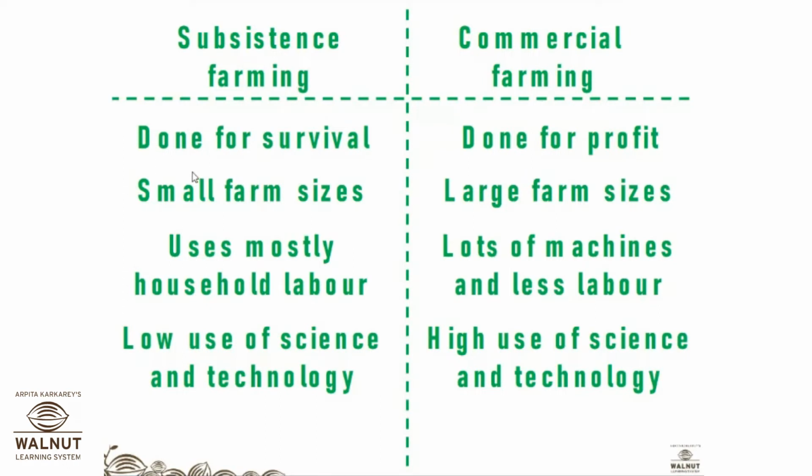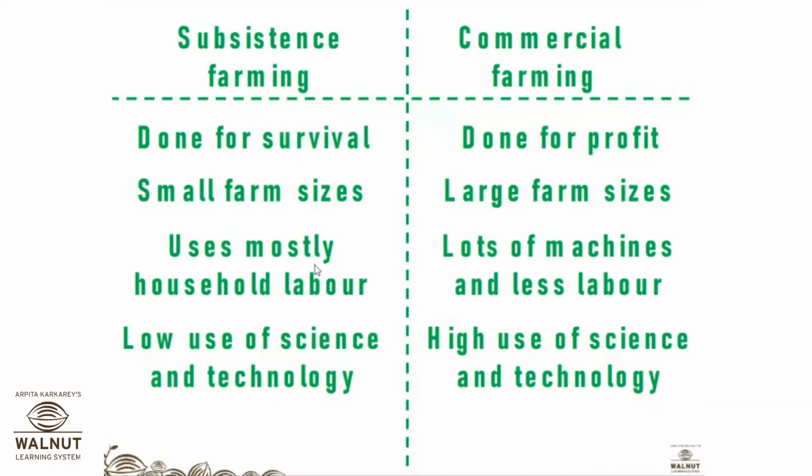Subsistence farming is done for survival. Then commercial farming is done for profit. Like this you have to write in exam. Okay. Now we'll move ahead with the second point. In subsistence farming, the farm size is very small. In commercial farming, farm size is very large.